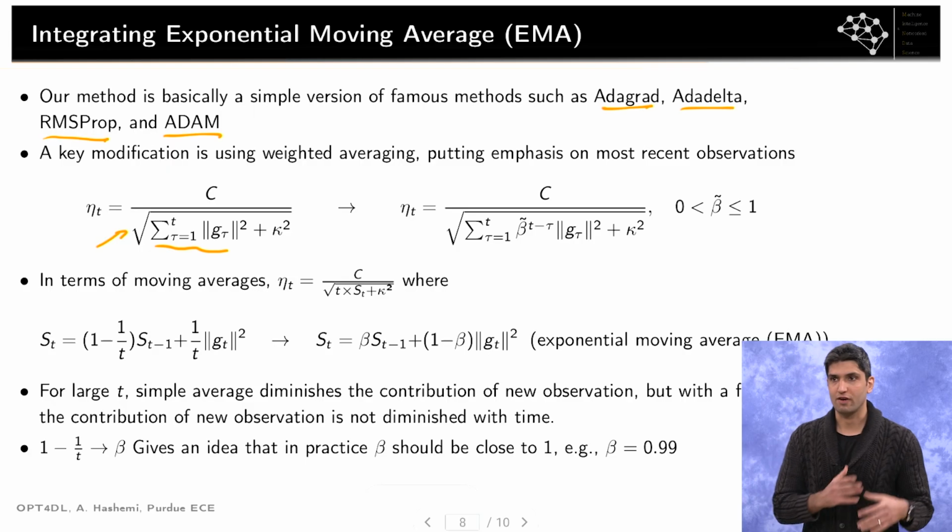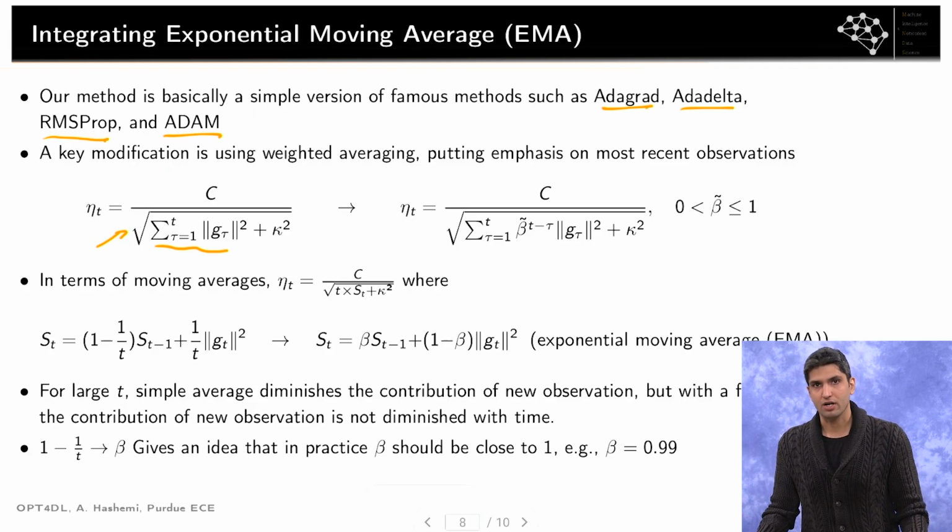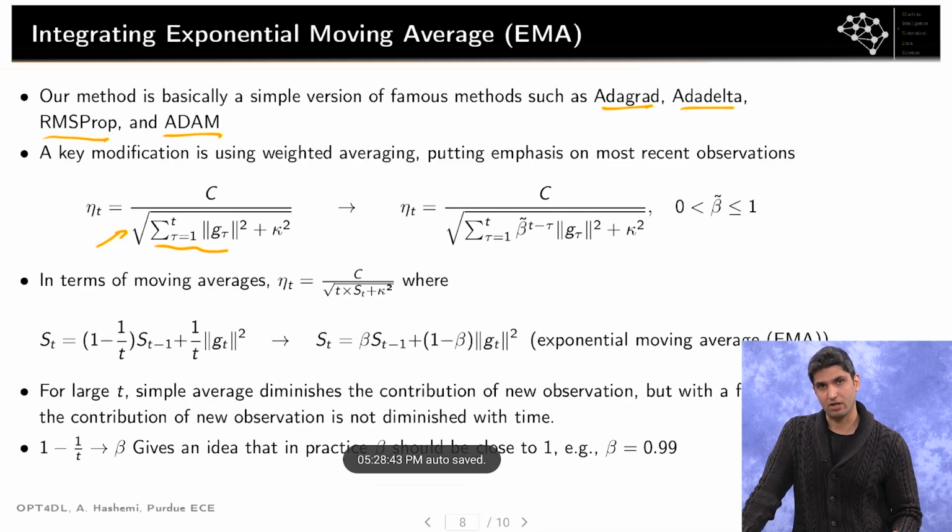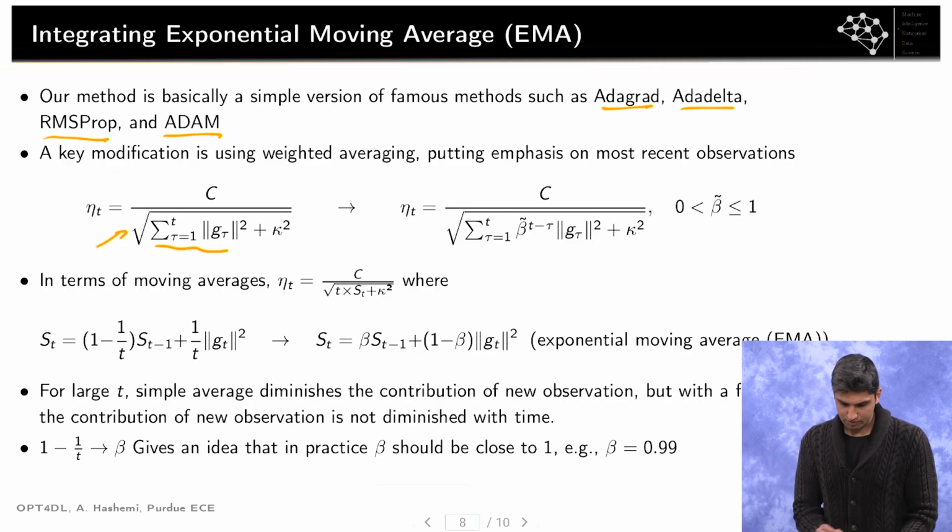So if I've trained my model for 100 epochs, the variance near the 100th epoch might be completely different than the variance I was experiencing in the early phase. So why should I put the same weights on observations I gathered in the early phase of training and the observations that I'm gathering now, or have gathered very recently? That's the main idea. We want to put more emphasis on more recent observations. To do that, we use this weighted averaging. So I just introduced these weights, with some beta tilde, which is a parameter between 0 and 1.